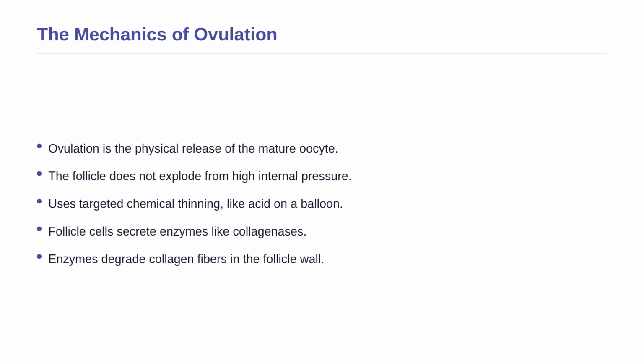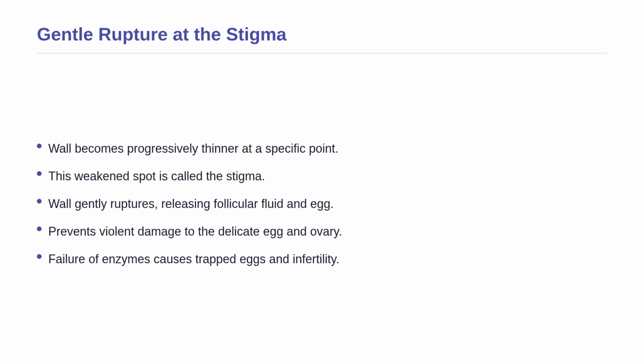The follicle does not explode from high pressure. Instead, following the LH surge, surrounding cells secrete powerful enzymes like collagenases. These act like microscopic scissors, degrading the collagen fibers that give the wall its strength. As these enzymes do their work, the follicle wall becomes progressively thinner at one specific point, which we call the stigma. Eventually, the wall can no longer contain the fluid inside, and it gently ruptures.